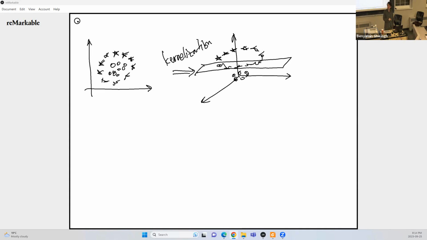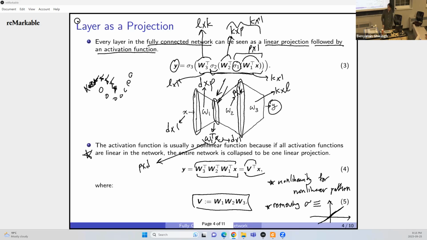So in kernelization, we are increasing the dimensionality in machine learning. Hopefully, it makes the pattern of data easier. Also, dimensionality reduction reduces the dimensionality, hopefully, to make the patterns easier. Now let's combine these 2 ideas together. Okay. Sometimes we decrease the dimensionality, sometimes we increase the dimensionality.